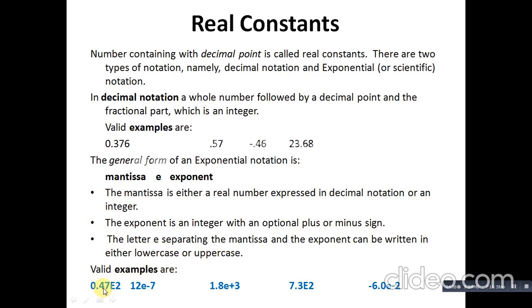The valid examples are 0.47 capital E 2. So here 0.47 is the mantissa and 2 is the exponent. So between mantissa and exponent we have capital E. Similarly, in the second example, 12 small e minus 7. 1.8 e plus 3. 7.3 capital E 2. So here 7.3 is the mantissa, 2 is the exponent. Similarly, minus 6.0 is the mantissa, small e minus 2 is the exponent.